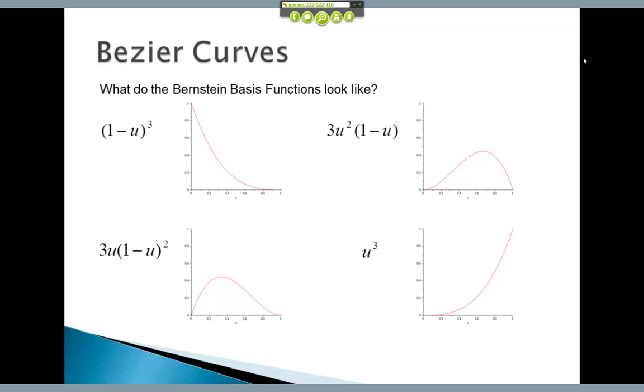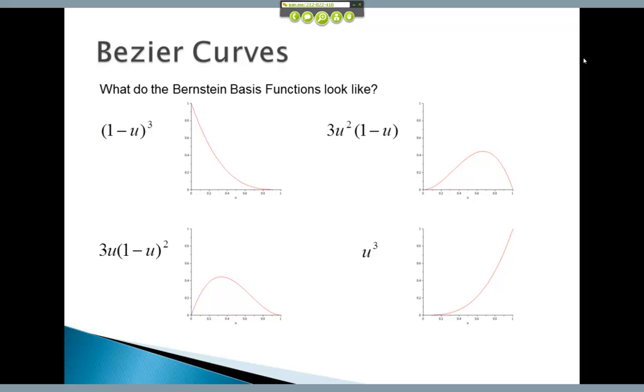What do those things do for us? Question? Yeah, our u value just goes from 0 to 1, right? The u is always 0 to 1. Okay. Starts at 0, ends at 1. Okay. So what do those things do?